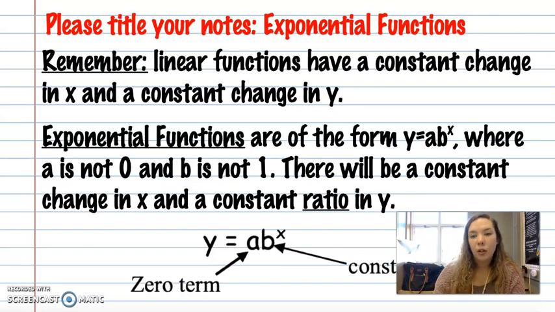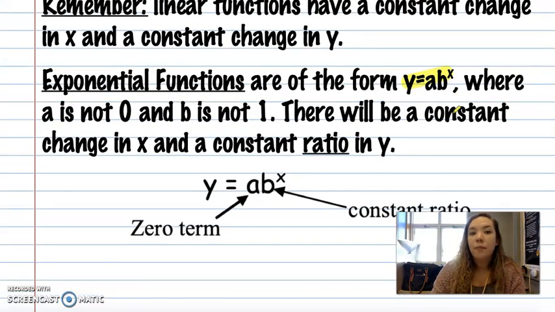So exponential functions are in this form: y equals a b^x. Let me highlight that. Where the x is your variable is going to be in an exponent. That's what makes it an exponential function. Where a can't be 0 because that would wipe out this whole thing, and b cannot be 1 because then the exponent wouldn't matter. So a can't be 0, b can't be 1, but every other form of this equation would be what we call an exponential function. There will be a constant change in x and a constant ratio in y.